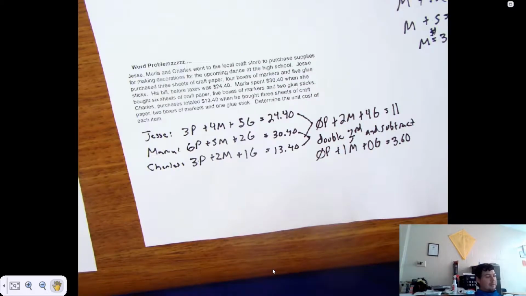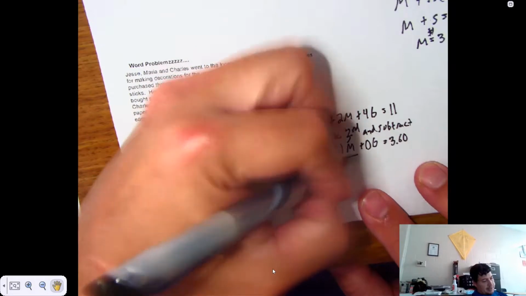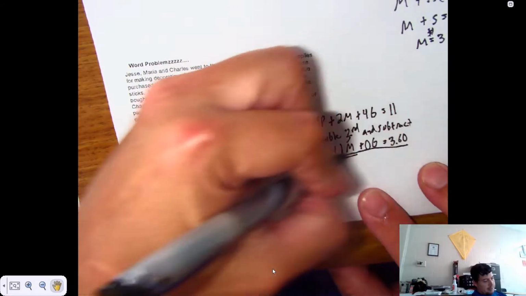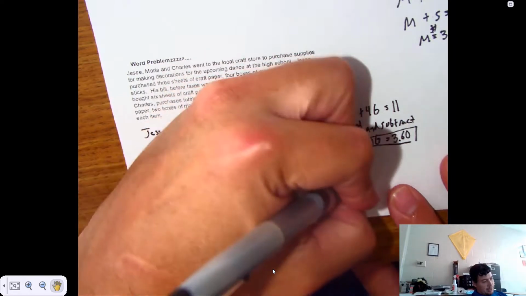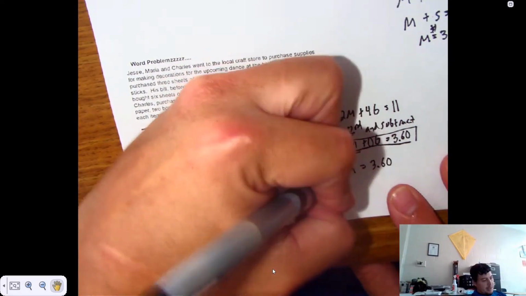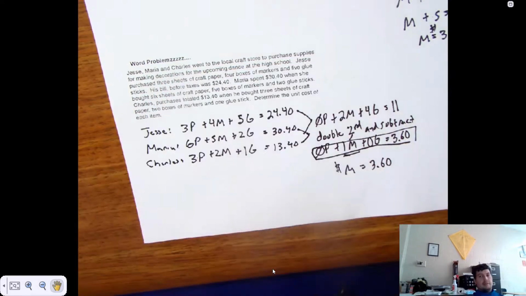Now, you could keep working with this. Like, there's some things you could do here. You could play the elimination game if you wanted to. If I had a highlighter, I would highlight this line right here. It literally says that a marker is $3.60. That's what it says. I hope you see that. It says that a marker is $3.60.